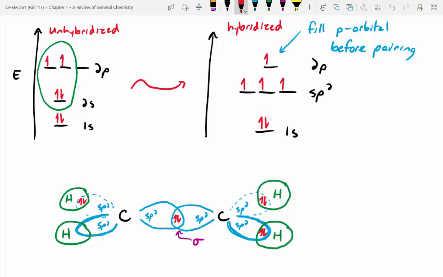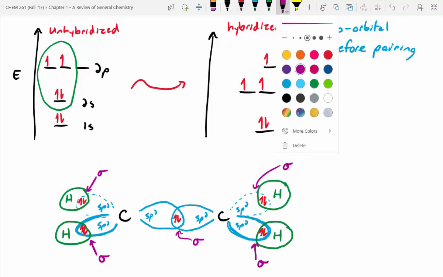So I'm just going to go ahead and draw in all these paired electrons. And I'm going to say all of these are sigma bonds. And sigma. Perfect. Are we done? Nope. No. So we've got to include that 2p orbital that was hybridized. So what I'm going to do is I'm going to draw this p orbital.